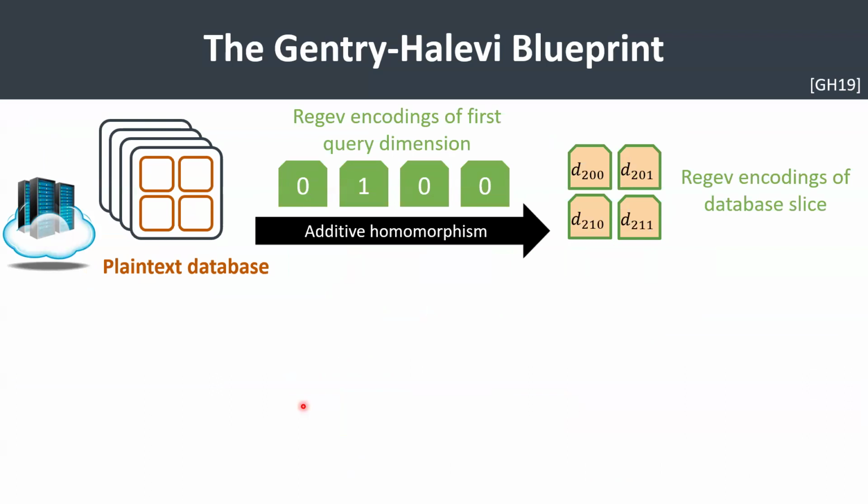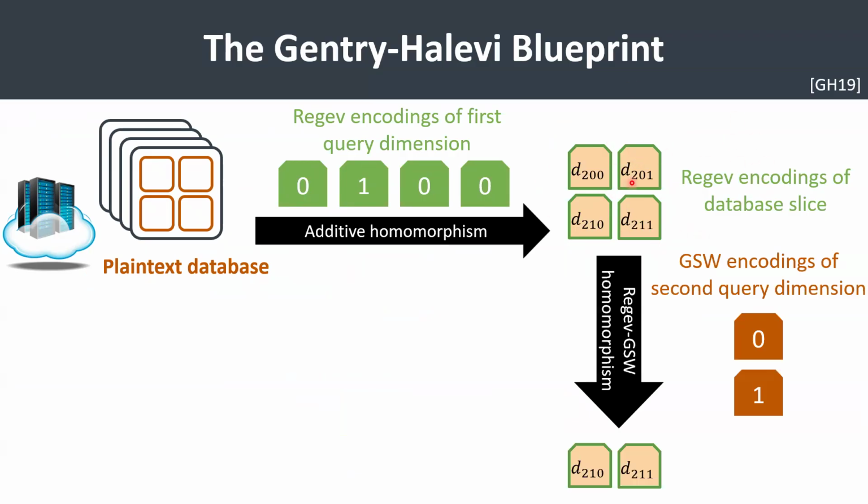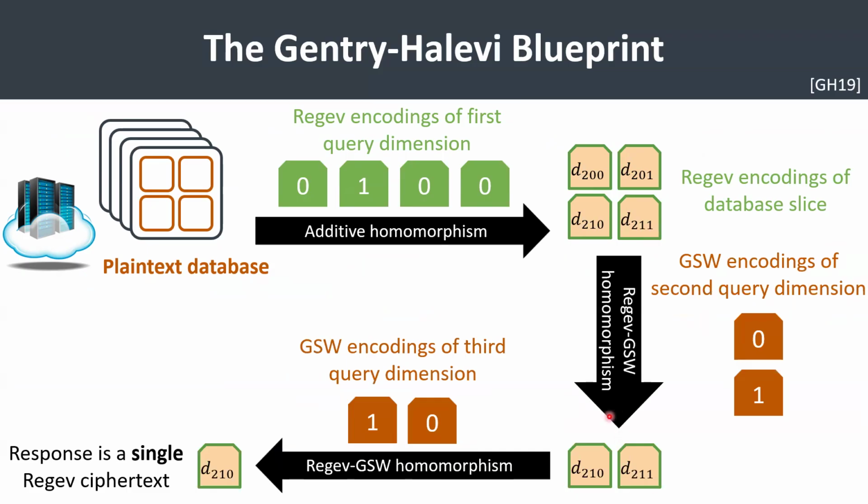Okay, so what does the overall protocol look like now? I take my database, and I use my regef encryption of the indicator vector along the first dimension to basically project onto the first dimension, right? So now I get a regef encoding of the database slice, and now I just use the GSW encodings to select for the subsequent components. So here I'm selecting for this row, and then I'm selecting for this column, right? And at the end, I get a single regef ciphertext, and that's it. Okay, so does the overall protocol make sense? It's using homomorphic multiplication, but the multiplication is done by using regef multiplied by GSW.